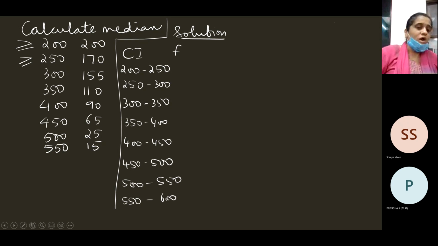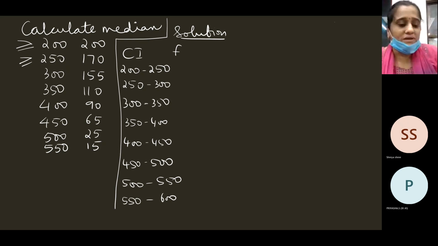So since all these numbers are the lower limits, you should start from lower limit 200 to lower limit 550. So 550 to 600 will be the last class interval, correct? Because 550 is a lower limit. So 550 to 600. Now start subtracting.